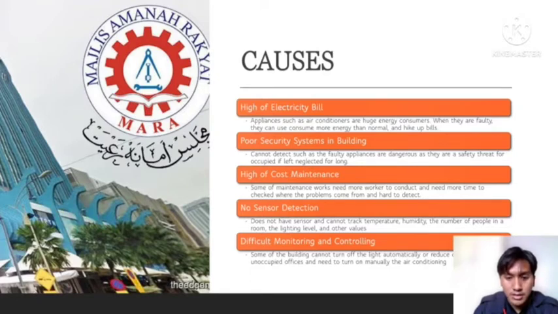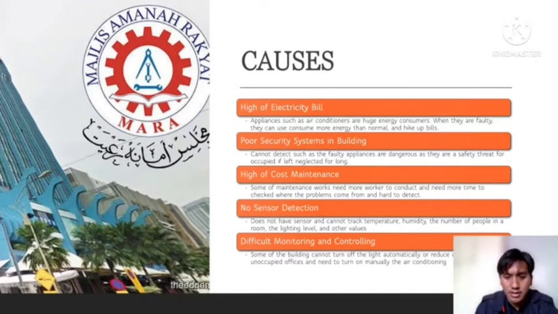There's no sensor detection. This building does not have sensors and cannot track temperature, humidity, the number of people in the room, the lighting level, and other values. So the sensors cannot transmit the information to a centralized controller. The entrance door is manually opened and closed because it does not have a sensor which can open it automatically.